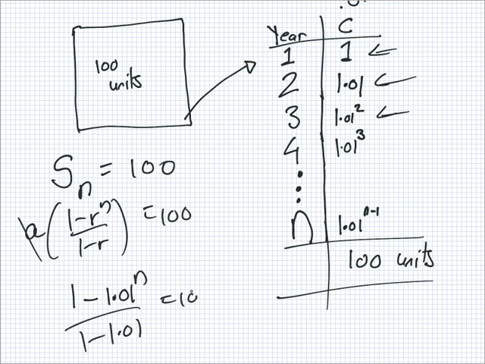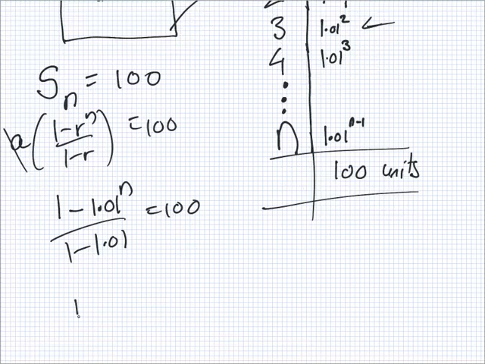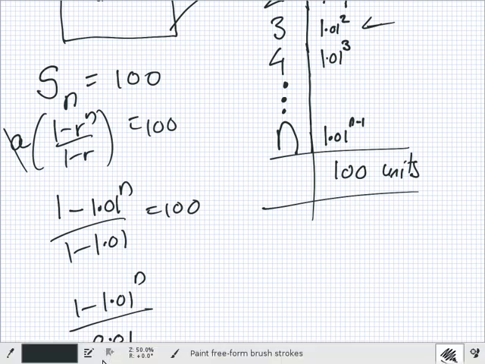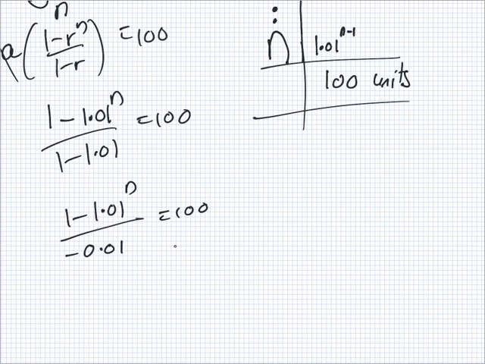That's to equal 100. So that's 1 minus 1.01 power n, that's 0.01, isn't it? Minus 0.01, yeah? Equals 100. Is that right? So that's 1 minus 1.01 to the n equals minus 1 if I cross multiply. So that means 2 equals 1.01 to the n.